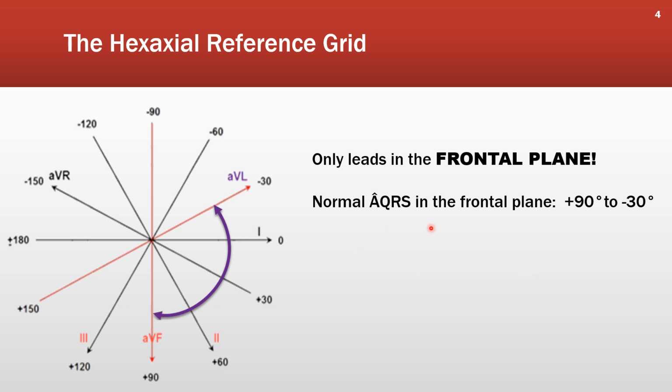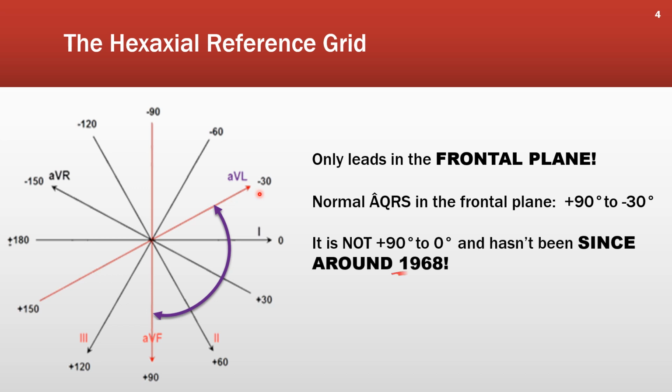Now, a normal QRS axis in the frontal plane extends from plus 90 degrees all the way up to minus 30 degrees, from the lead axis of AVF to the lead axis of lead AVL. Now, it is not from plus 90 to 0 degrees. And it hasn't been since around 1968. So if someone is still teaching you that the normal QRS axis in the frontal plane is from plus 90 to 0 or 0 to plus 90, then you can see how long it's been since they've updated their knowledge.